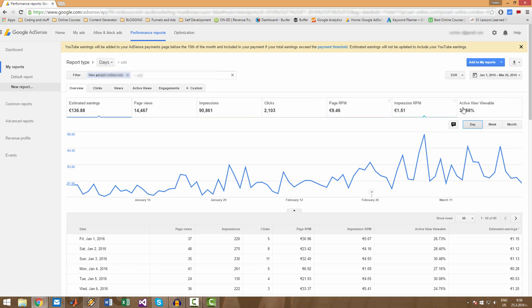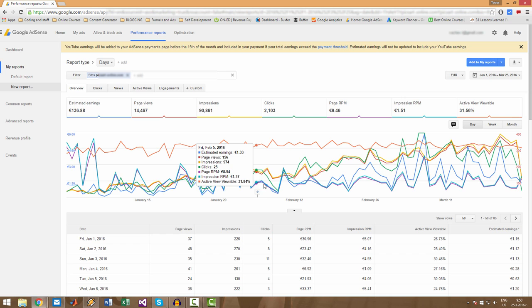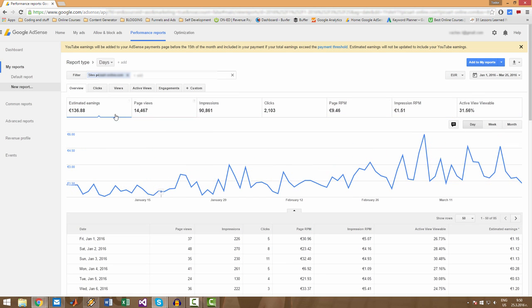In the toolbar up here, you see your estimated earnings, page views, impressions. These are the total earnings, page views, impressions that you had over this time period, the period that you selected here. You can also see more than one on the same graph, so you can click on all of them, you can have all of them on the same graph. Of course, it's not very pretty. You can't understand much from these stats like this, so let's remove them and I will explain a bit more.